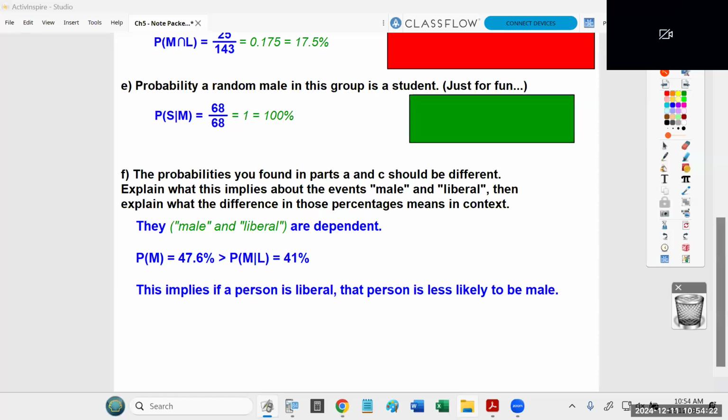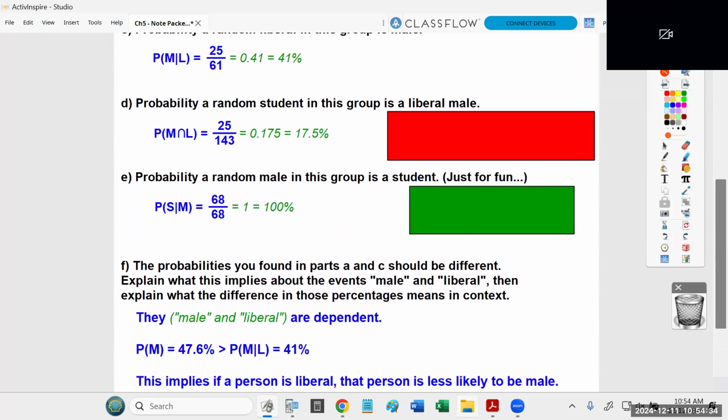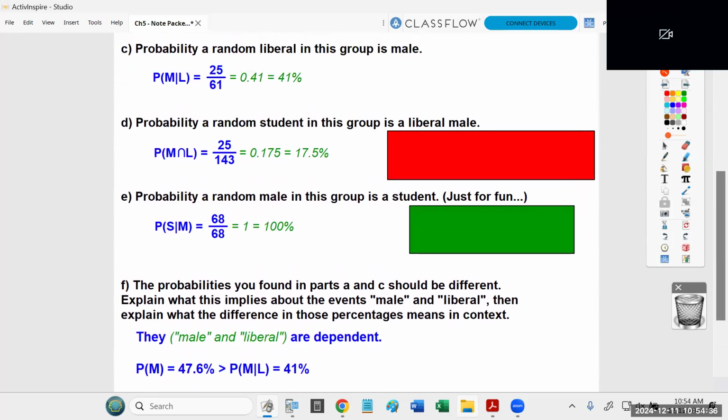Before we move to the final thing for the day, I wanted to show you all something because I find this connection kind of interesting. We've now agreed male and liberal are dependent events. I want to go back to question D. It says probability a random student in this group is a liberal male. So you are both liberal and you are a male. It's not a coincidence that I put that question on the paper. We have a simplistic multiplication rule that says if you want to know the probability of male and liberal, just go ahead and multiply them.